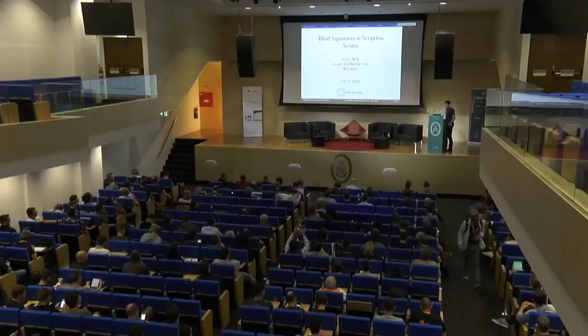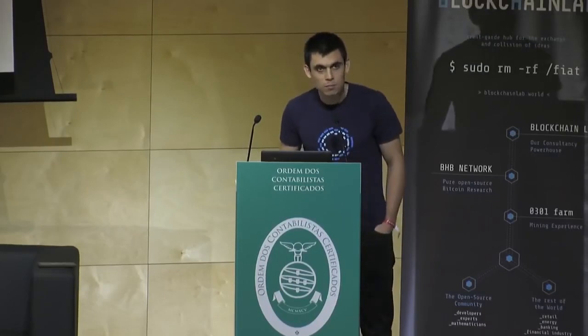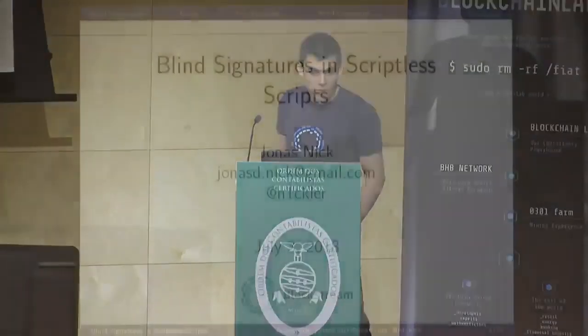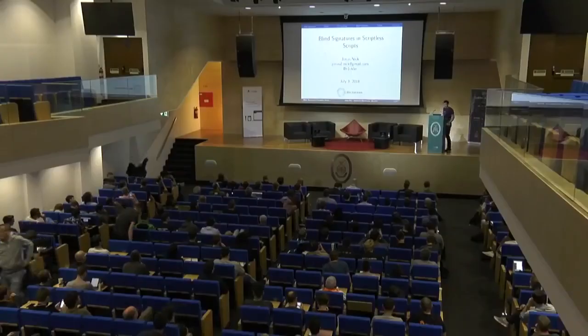My name is Jonas. I work at Blockstream as an engineer, and I'm going to talk about some primitives related to blind signatures and scriptless scripts. In particular, I'm also going to explain a construction called a blind coin swap, and how to trustlessly exchange eCash tokens using Bitcoin.